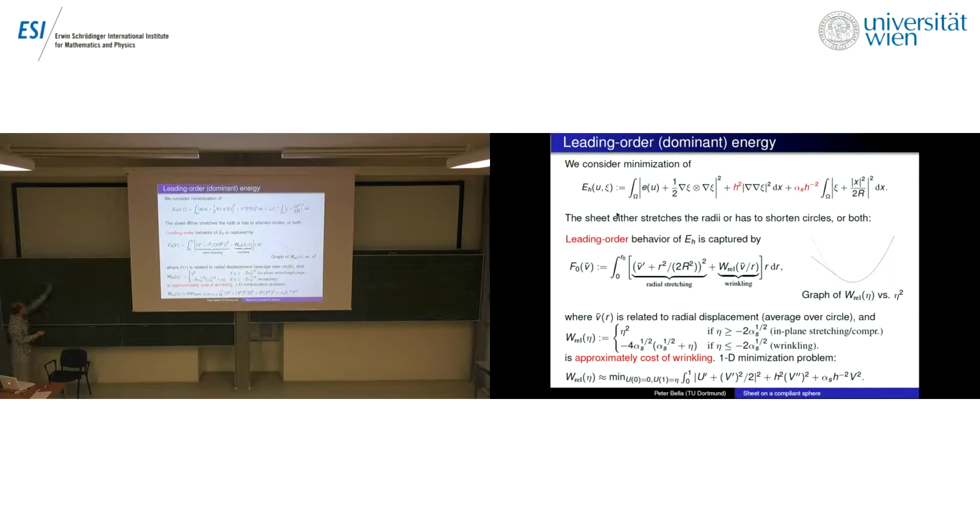V is the in-plane displacement, and it basically has two terms. The one is the radial stretching. That's the one saying how much we need to stretch the sheet in order to accommodate the fact that along this curved surface we are a little longer. So that's the first term. And the second term is the cost of wrinkling. That's saying if we have this circle which we push into a little bit less space, how much this will cost. What's interesting compared to the previous works is that the cost of wrinkling already enters at the leading order term.